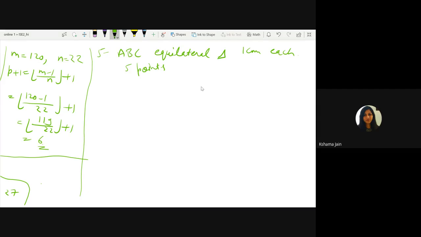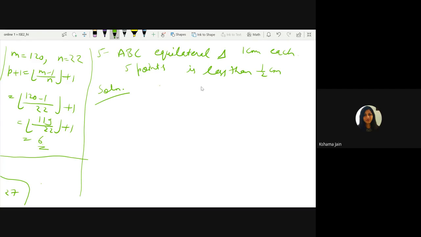prove that at least two of these points are such that the distance between them is less than half centimeter. This is the question, important question.